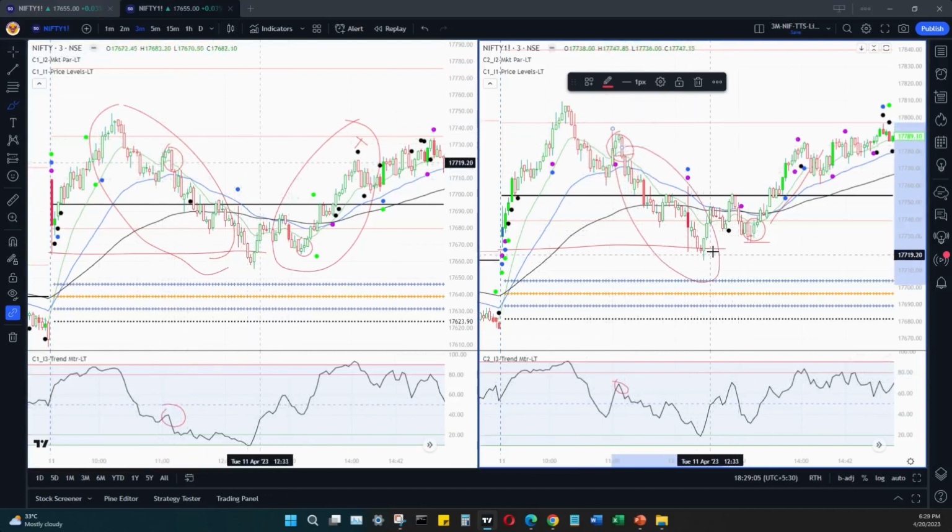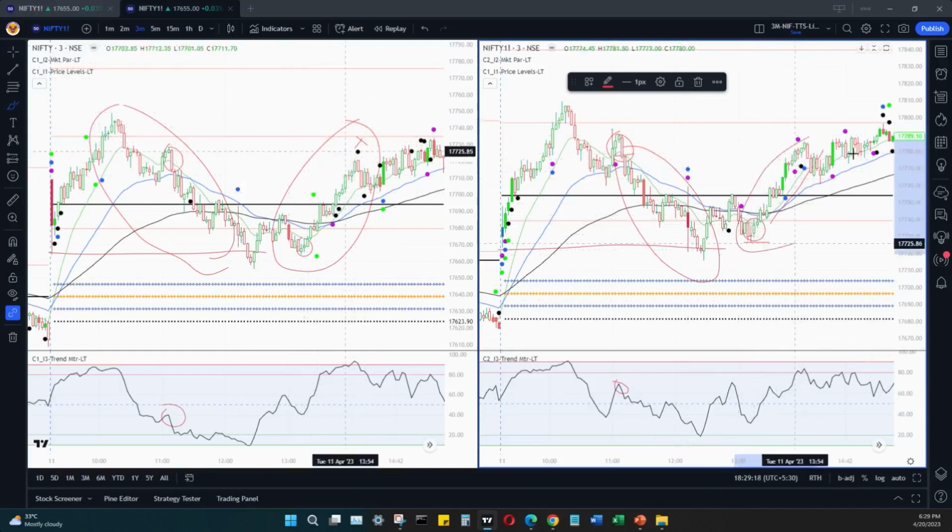The second trade is again from a key location. The price retraced back from the low point to almost close to the low point, making a higher low. And the trend meter also confirms that the price is going to move further up. And exactly that's what happened. So two great trades on April 11th.